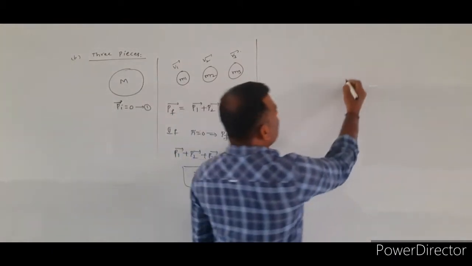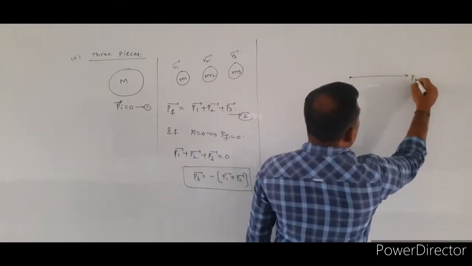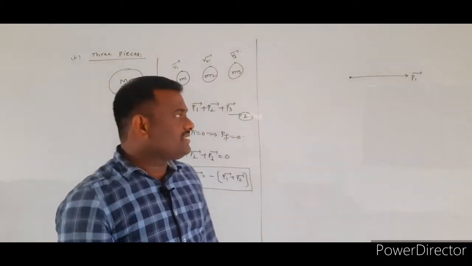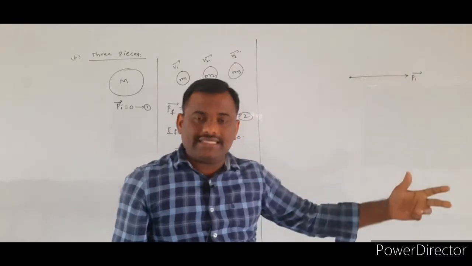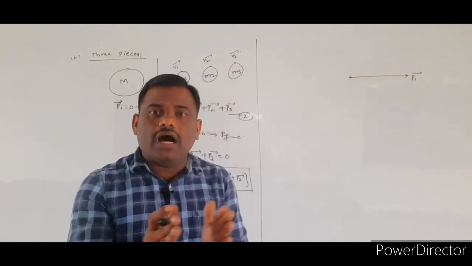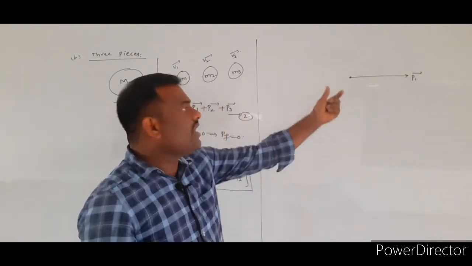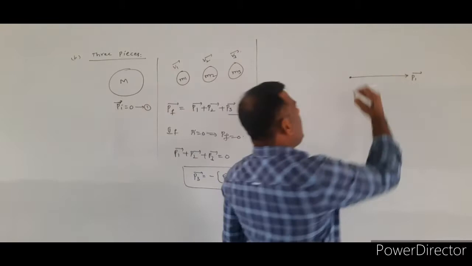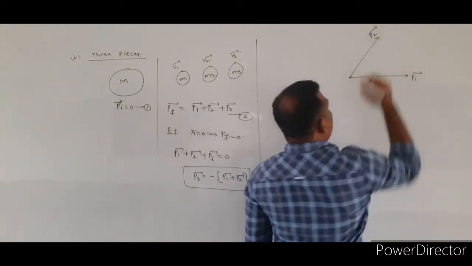So here I am assuming that this is the direction of the momentum of the first piece. When the bomb explodes into three different pieces, they should not be moving in opposite directions. They will be traveling in different directions. I am assuming that the first piece will be traveling in this direction and the second piece will be traveling in this particular direction.